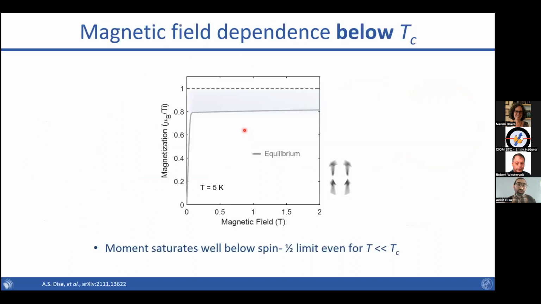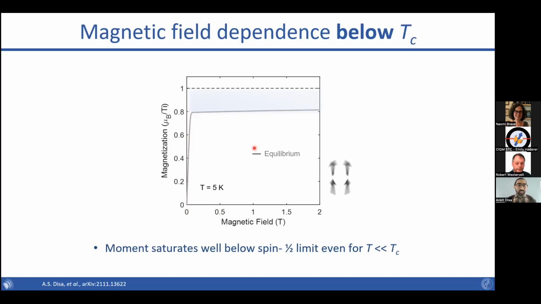So first, I should show you the field-dependent magnetization in equilibrium. Here, I'm just showing you half of the hysteresis curve. This is magnetization as a function of magnetic field. And what you can see is that as you increase the magnetic field, the magnetization saturates quite quickly.